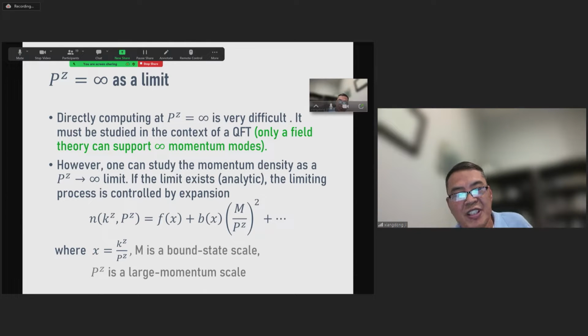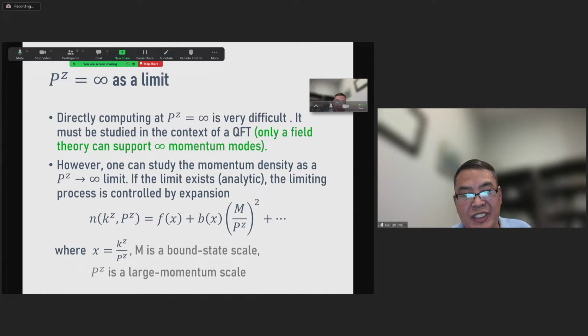Now, the question, of course, is whether this limit is analytic or not. In other words, the quantity you calculate, does it have a p equal to infinity limit? And if it is analytic, that is, this limit exists, then we can do a Taylor expansion for the momentum density in terms of large PZ. The expansion parameter will be m divided by PZ squared, where M is some kind of bound state scale. And the leading term F(x) is the Parton distribution we're after.